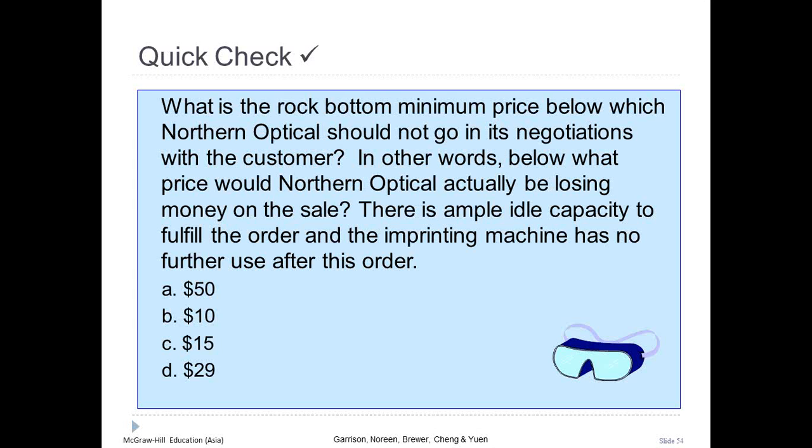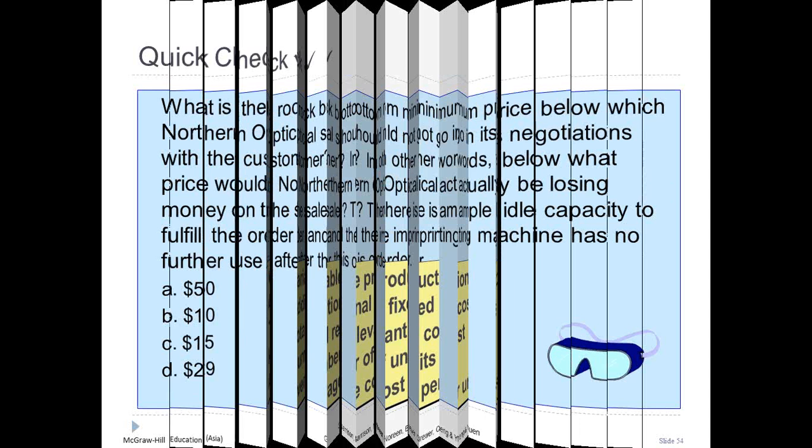So what is the rock bottom, or the absolute minimum price below which Northern Optical should not go in its negotiations with the customer? In other words, below what price would Northern Optical actually be losing money on the sale? There is ample idle capacity to fulfill the order, and the imprinting machine has no further use after this order. $15 is the average cost per unit. See how it was calculated.